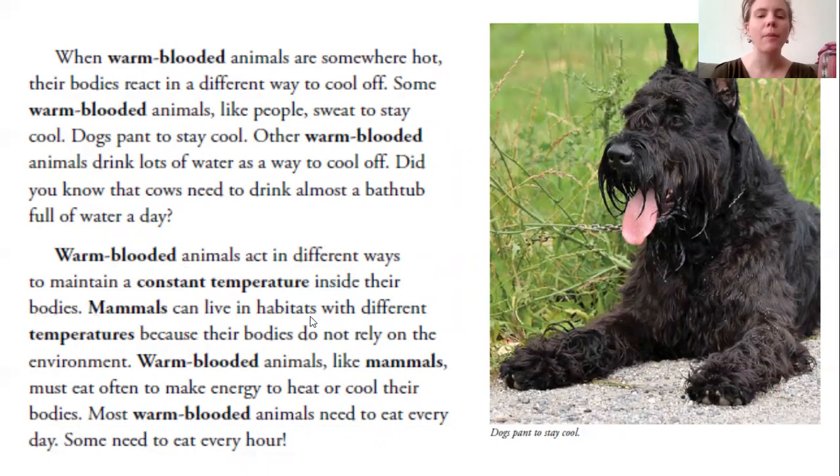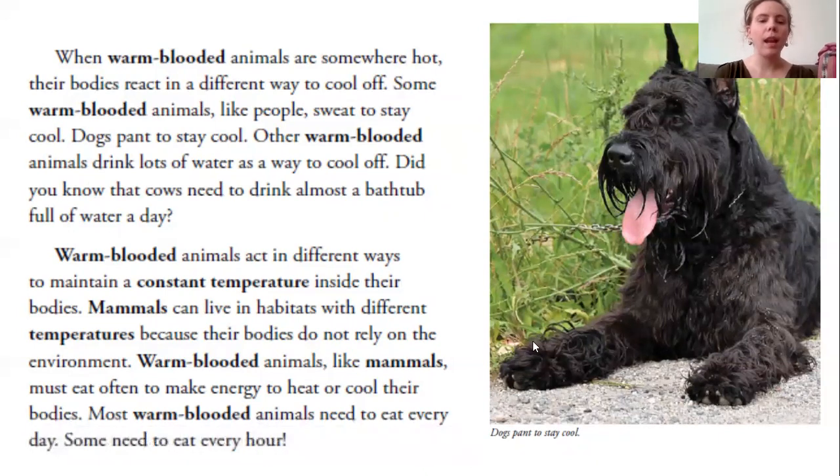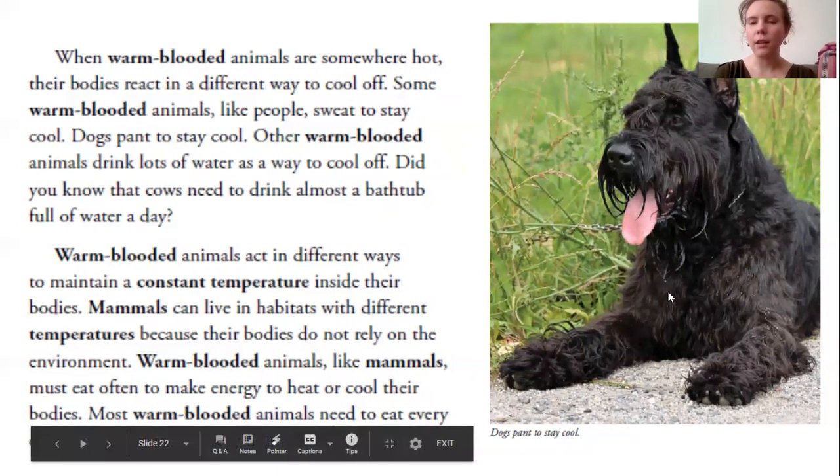Mammals can live in habitats with different temperatures because their bodies do not rely on the environment. Warm-blooded animals, like mammals, must eat often to make energy to heat or cool their bodies. Most warm-blooded animals need to eat every day. Some need to eat every hour. And here's a photograph of a dog. The caption says, "Dogs pant to stay cool." So that's one way that dogs can regulate their body temperature as warm-blooded creatures.